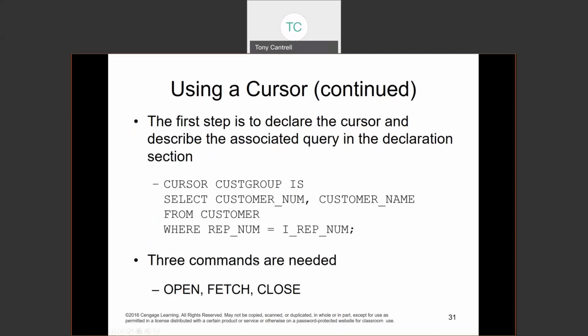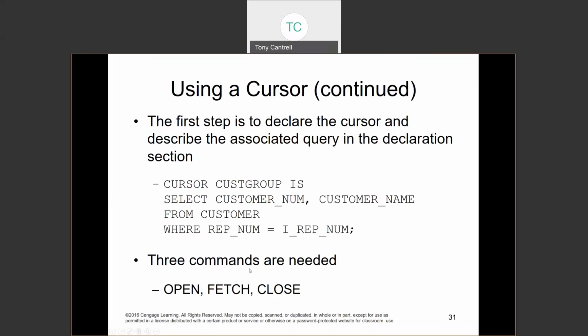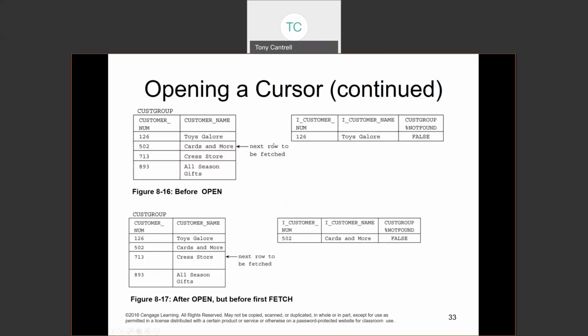Then you have three commands. You have open, fetch, and close. The open command, of course, opens the cursor, causes the query to be executed, and makes results available to the program. Prior to the opening, there are no records available to be fetched. So to open it, you say open cus group. Again, that's what you named it back here. And this is before the open. In memory, when you create it, you've got customer 126 in there.